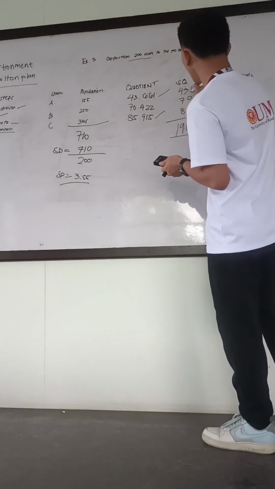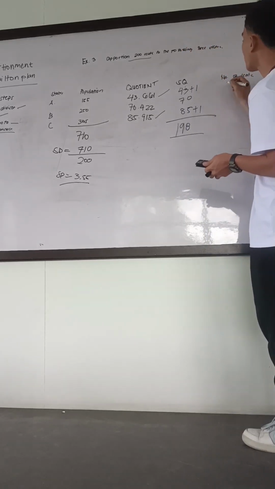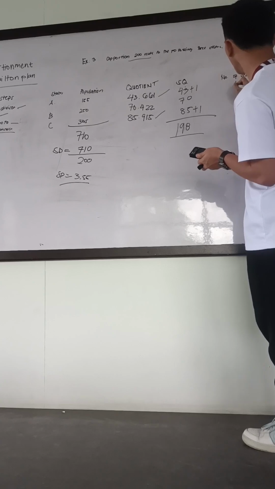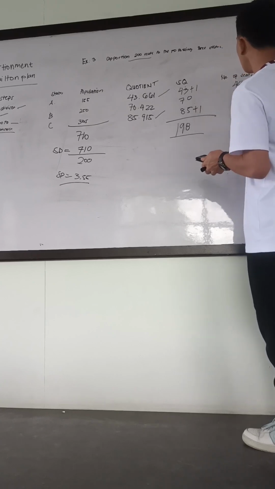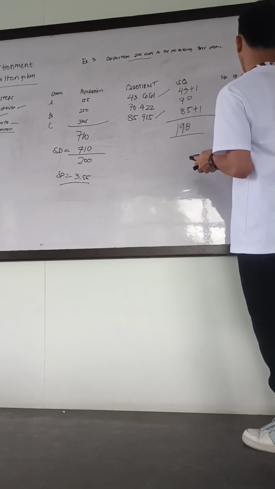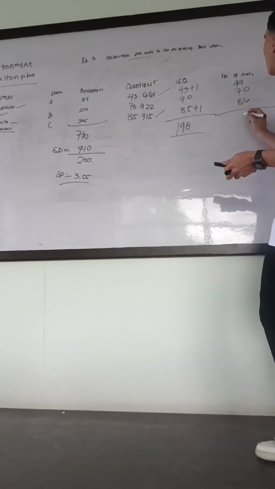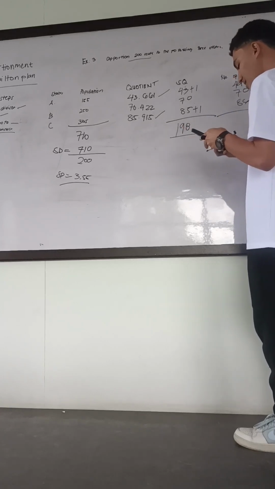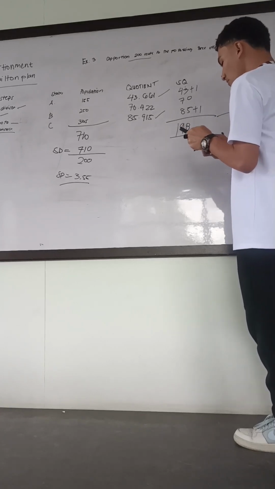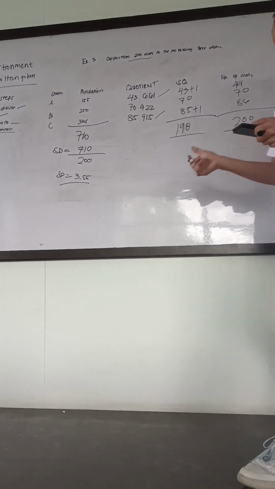So 43 plus 1 plus 85 plus 1. So we have the total number of seats. 43 plus 1 is 44, 70, 85 plus 1 is 86. So we have to get now the summation of the total number of seats. So 44 plus 70 plus 86, we get a total of 200. So that's right, that's correct.